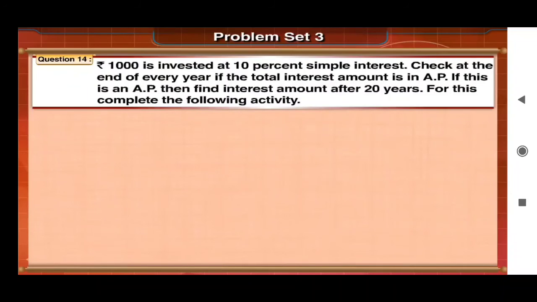Question 14. Rupees 1000 is invested at 10% simple interest. Check at the end of every year if the total interest amount is in arithmetic progression. If this is an arithmetic progression, then find the interest amount after 20 years. For this, complete the following activity. Solution. Simple interest is equal to P into R into N upon 100.